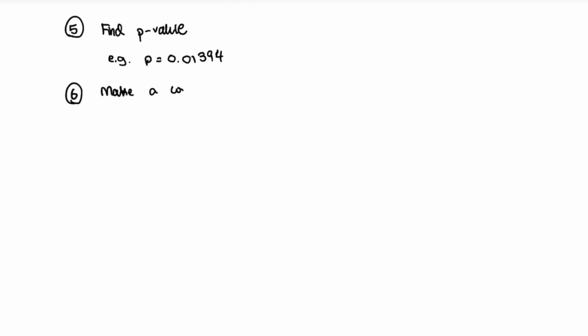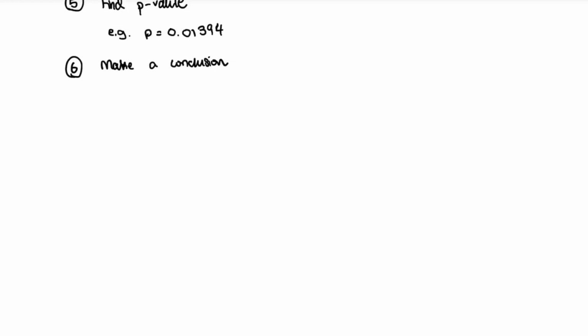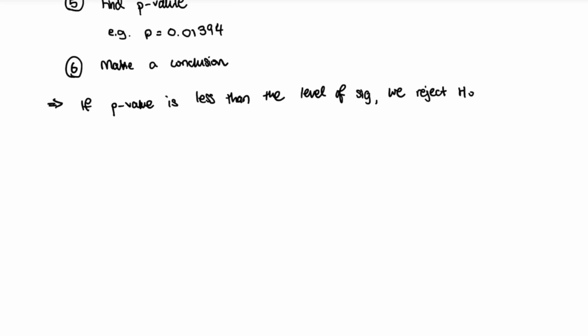So make a conclusion. At the end of the day, what we are trying to get at is whether we should be rejecting the null hypothesis or not rejecting the null hypothesis. So your conclusion very simply would be that if the p-value is less than the level of significance, we would have to reject H naught.